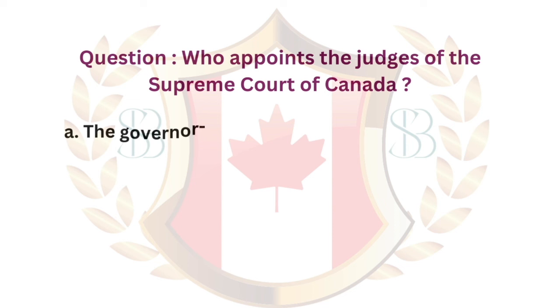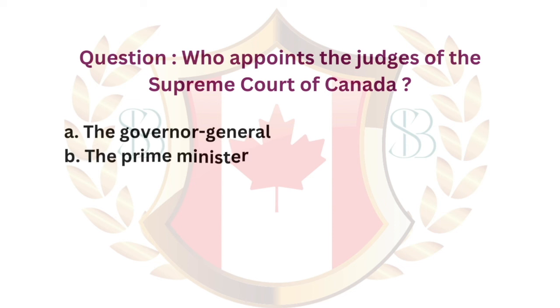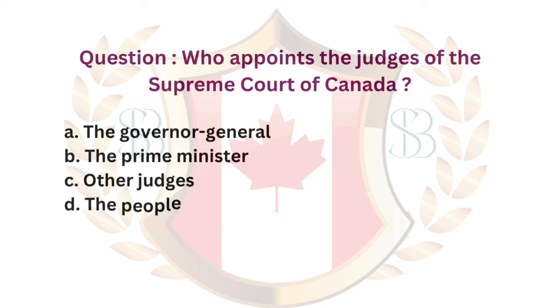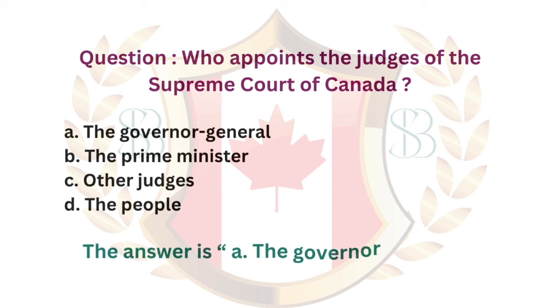Question. Who appoints the judges of the Supreme Court of Canada? A. The Governor General. B. The Prime Minister. C. Other judges. D. The people. The answer is A. The Governor General.